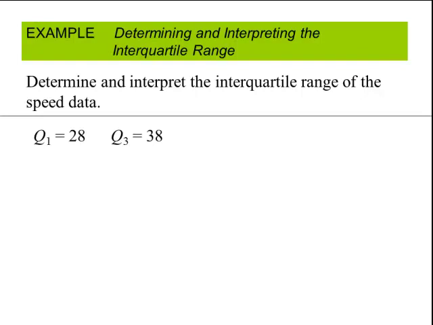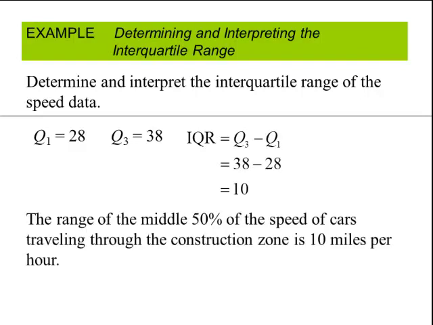So Q1 is 28 miles per hour, Q3 was 38. So the IQR, the interquartile range, is 10 miles an hour. Now what this means is the range of the middle 50% of the speed of the cars traveling through this construction zone is 10 miles per hour.